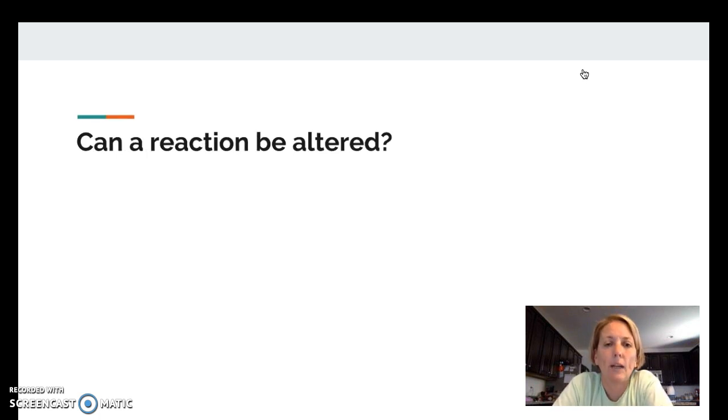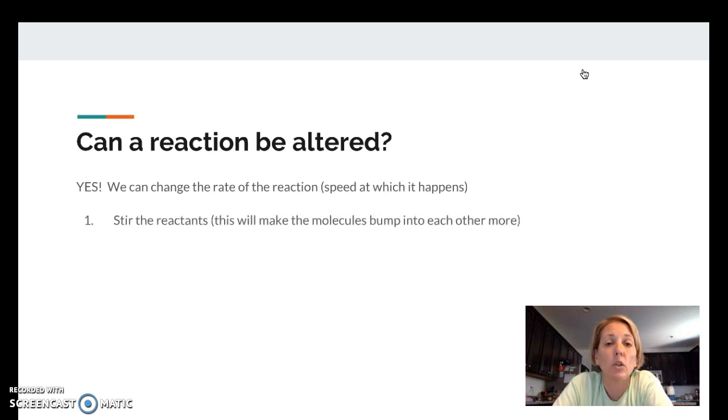Can a reaction be altered? Can there be anything done to a reaction to change or speed up what happens? And the answer is yes. We can change the rate of a reaction, or we can change the speed at which that reaction takes place. We could stir the reactants.